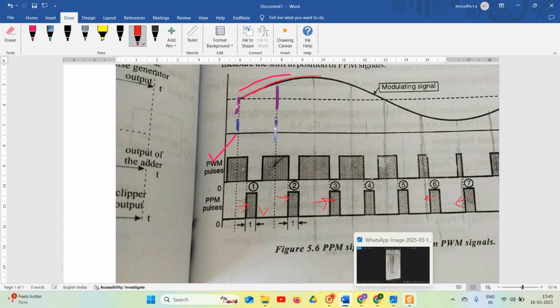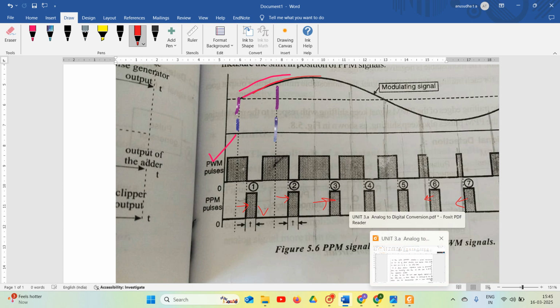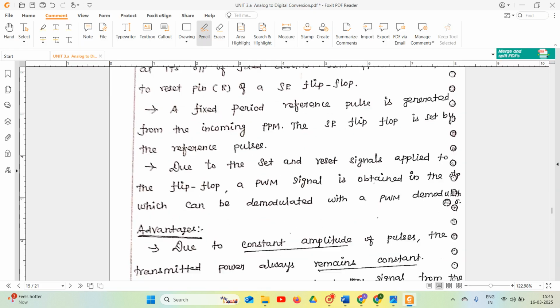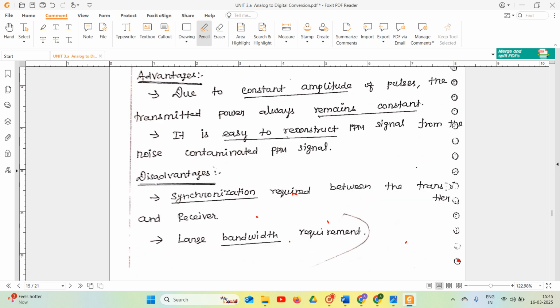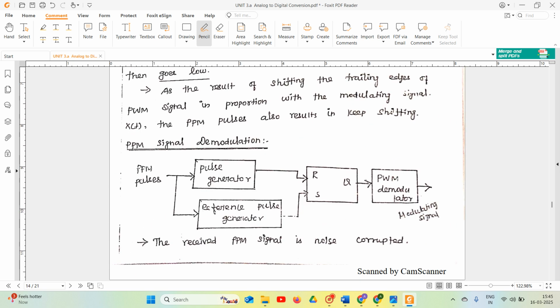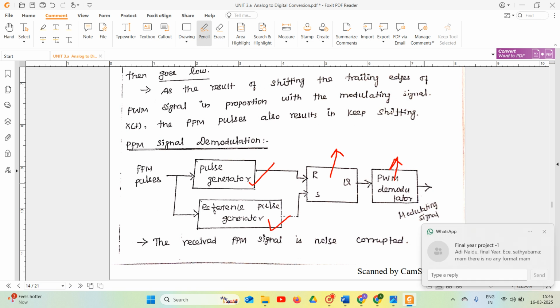Okay, so now we will discuss how we are detecting, how we are demodulating our original signal, right? By using this circuit we will discuss. This is our PPM signal demodulator circuit. Here we are using a pulse generator, a reference pulse generator, and this is an SR flip-flop, which you have studied in your digital electronics, right? This is my PWM demodulator, in order to get the original, which means the modulating, signal.